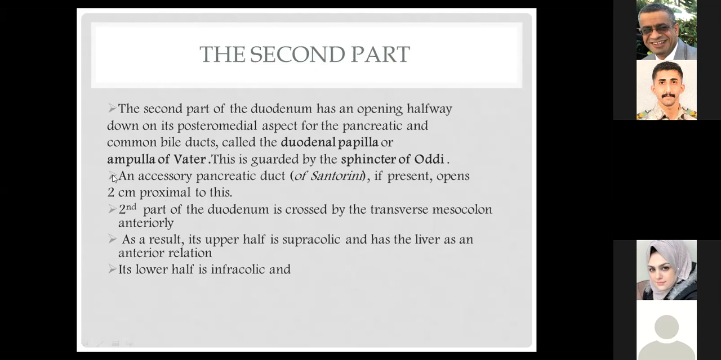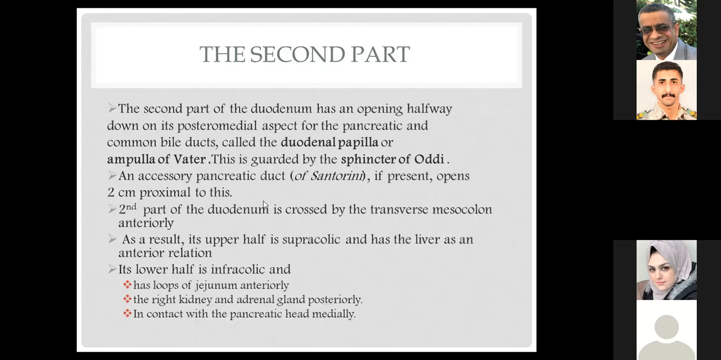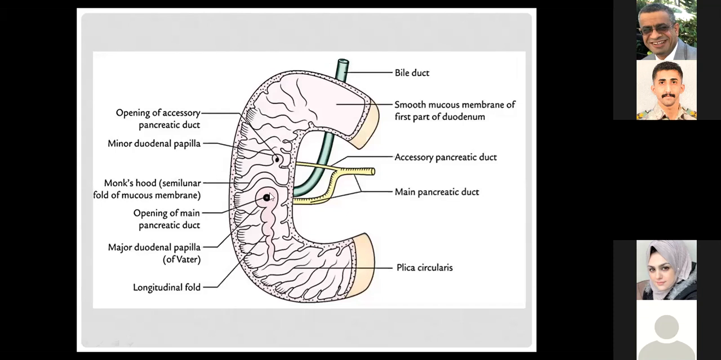The second part of the duodenum is crossed anteriorly by the transverse mesocolon, as we mentioned before. In this part, the upper half is supracolic and has the liver as anterior relation. Its lower half is infracolic and has the right kidney and adrenal gland posteriorly and is in contact with the pancreatic head medially. The ampulla of Vater is guarded by the sphincter of Oddi, and here we have the accessory pancreatic duct of Santorini.